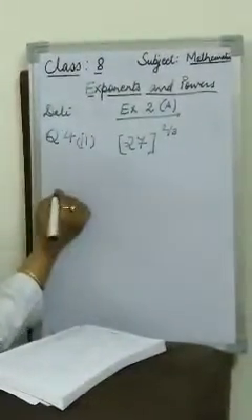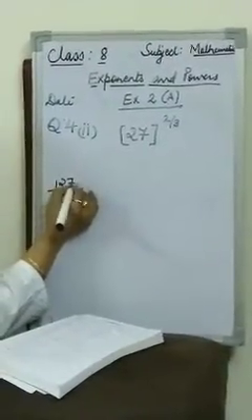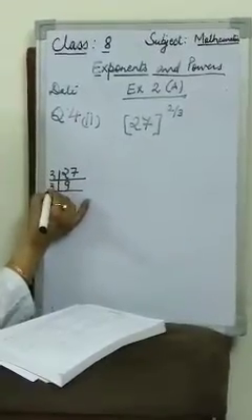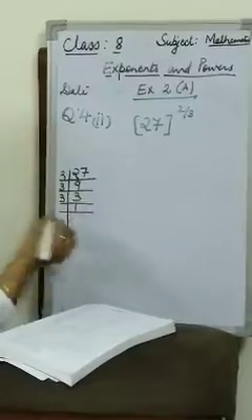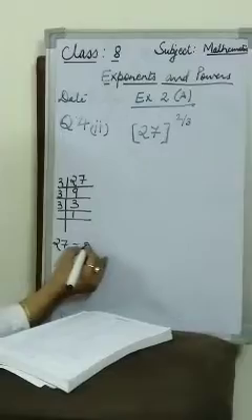Before we write 27 to the power 2 by 3, firstly we will convert 27 into exponential form. We do the prime factorization of that. 27 starts with 3. 3 nines are 27. Again 3, 3 threes are 9. Again 3, that becomes 1. So 27 can be replaced by 3 to the power 3.